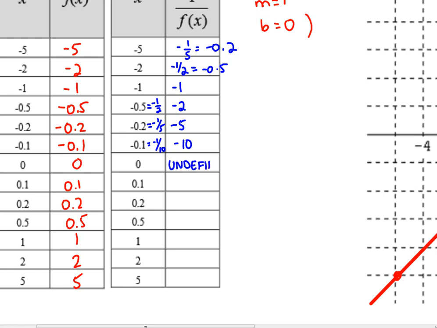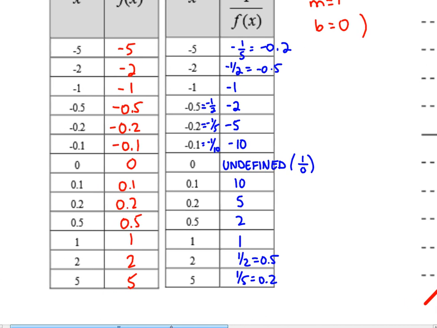Why is it undefined? Because it becomes 1 over 0. Can you divide by 0? No. Undefined. Reciprocal of 0.1 is 10. Reciprocal of 0.2, you can see the pattern, is 5. Reciprocal of 0.5 was 2. Reciprocal of 1 is 1. Reciprocal of 2 is a half. And a reciprocal of 5 is 1/5, or 0.2. Okay, so we're actually going to plot these.